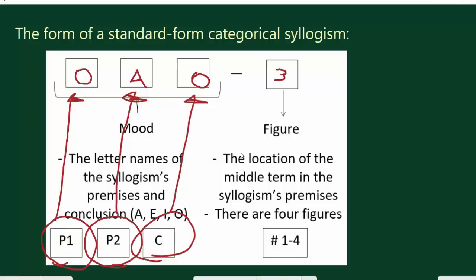So the mood and figure of the standard form categorical syllogism that we've been looking at is OAO-3.